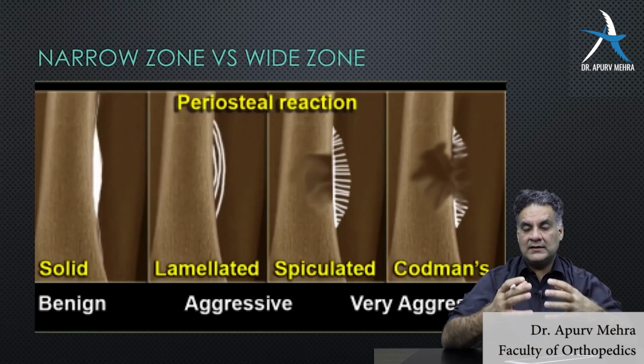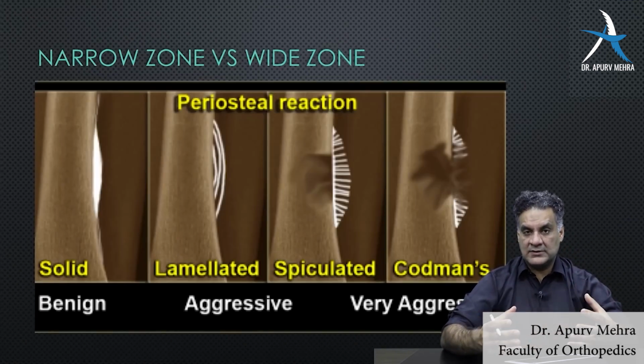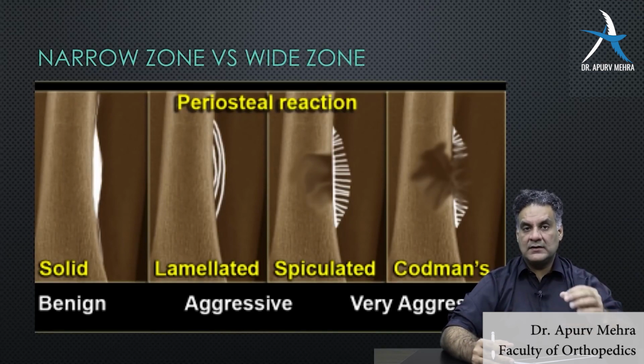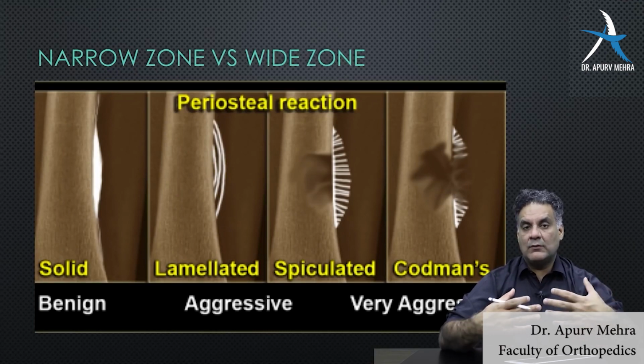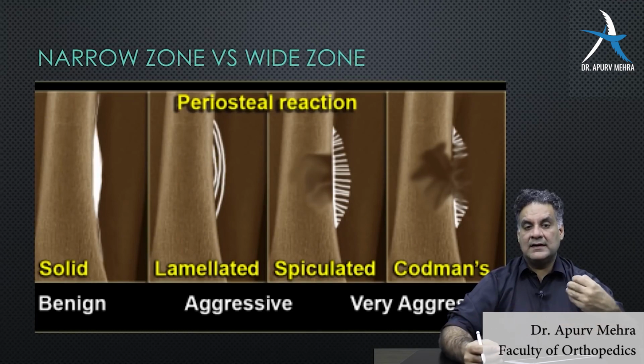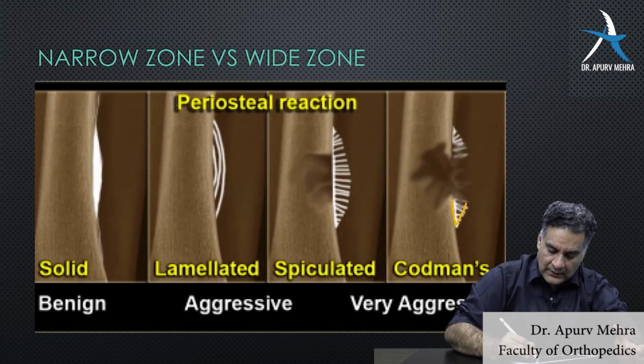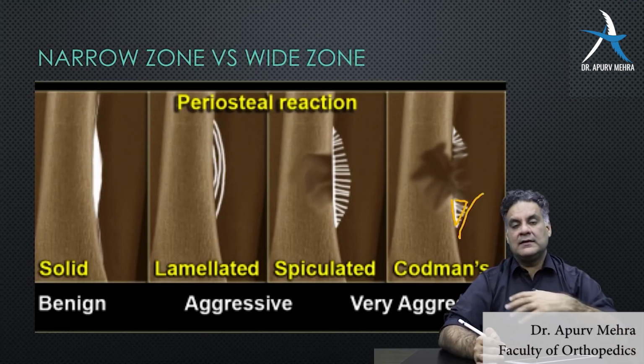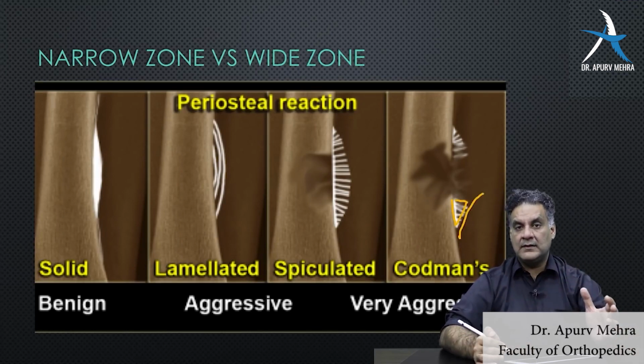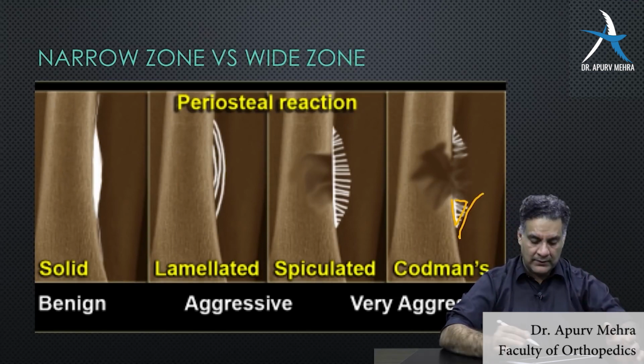Remember, when there is a destruction of the bone, there is a periosteal reaction. Small destruction, single layer, solid periosteal reaction. Rapid destruction, multiple layers, wide periosteal reaction. Wide zone or wide reaction is seen in Codman's triangle, a triangular piece of bone underneath the periosteum. Can be seen in any malignant bone tumor, usually osteosarcoma.